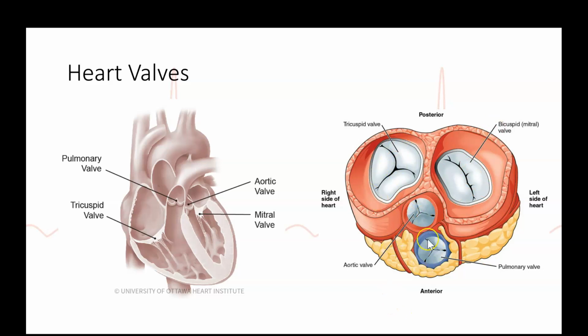Same here with the aortic and the pulmonary valve, right? They will open in order for us to eject blood out into the pulmonic or the systemic system, and then they will close tightly to keep unidirectional flow.